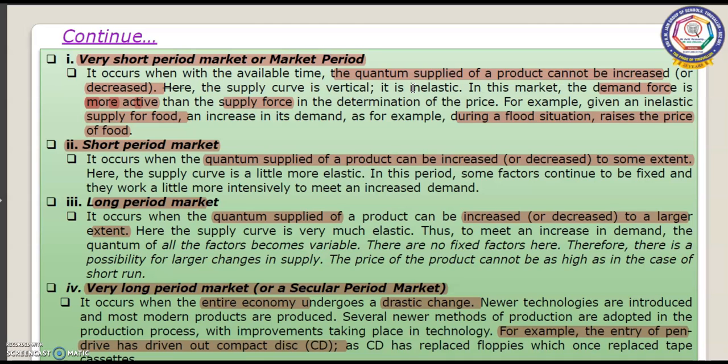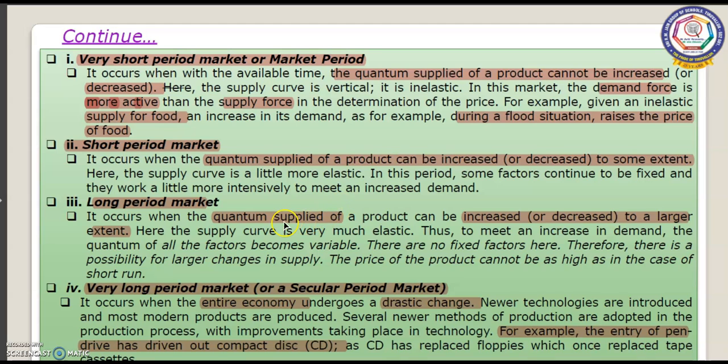Next one, short period market. It occurs when the quantum supply of a product can be increased or decreased to a certain extent. To some extent only they can increase or decrease. Here the supply curve is a little more elastic, and in this period some factors continue to be fixed and they work a little more seriously to meet an increased demand.